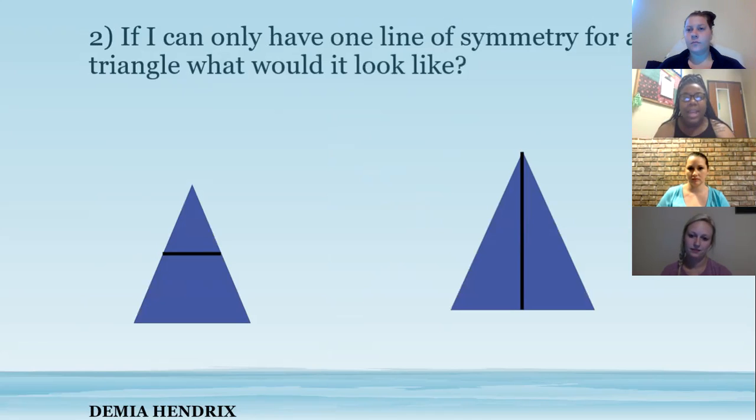And if I fold that in half, will it be even on each side? So if I was to take this triangle on the left side and fold it down, these would not match up. So this one would not be the correct line of symmetry. But if you look at the triangle on the right and you flip it over, all the edges and all the sides would line up. And so that's how you know what the line of symmetry would look like for that particular triangle.